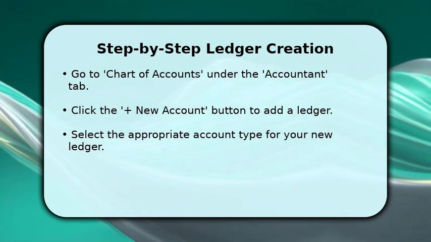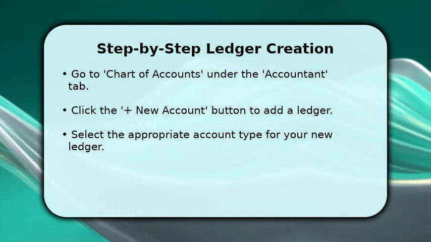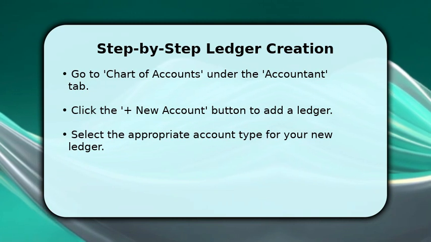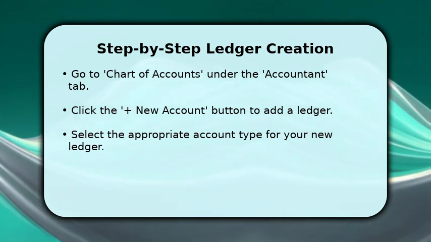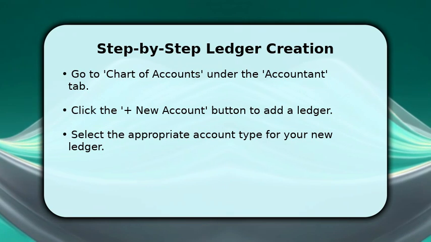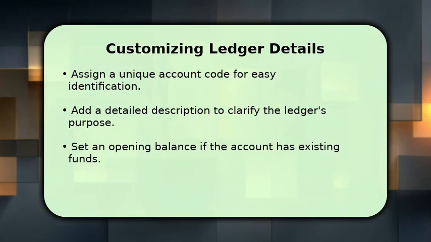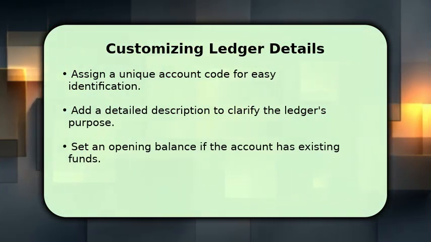You'll then be prompted to choose an account type, such as asset, liability, or expense. Selecting the correct type is vital for accurate categorization and reporting. After selecting the account type, you can further customize your ledger.